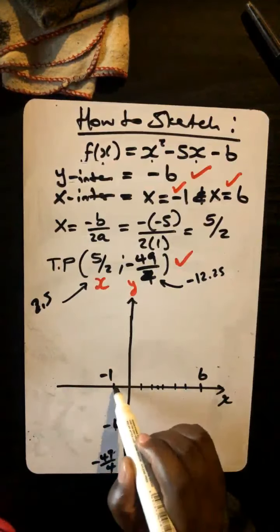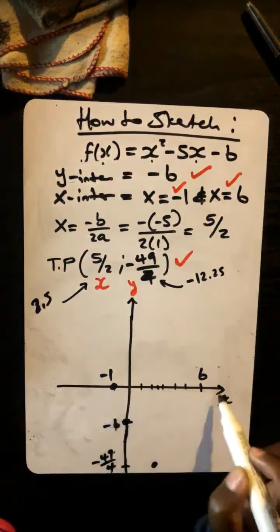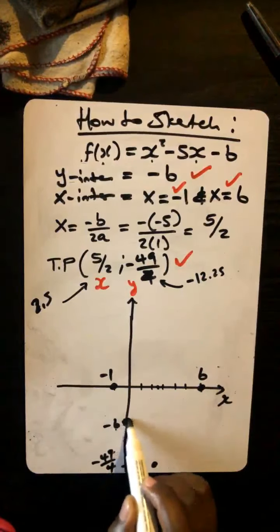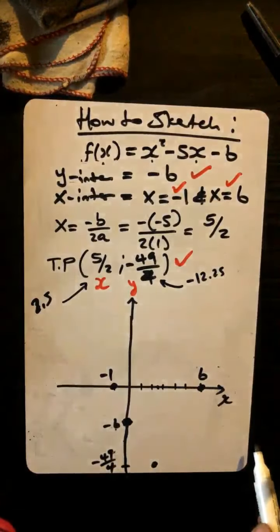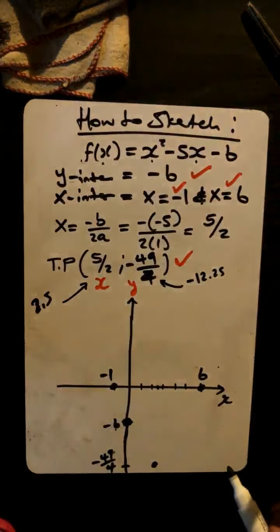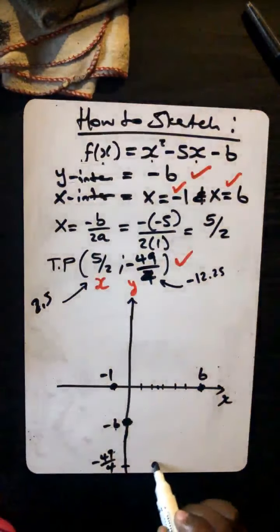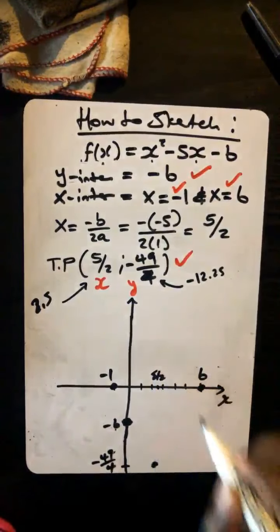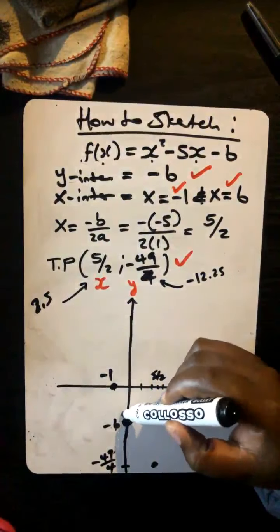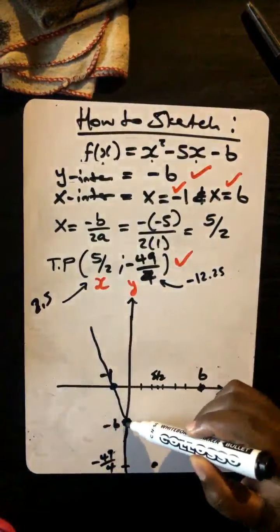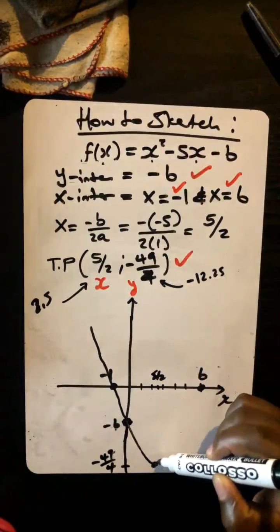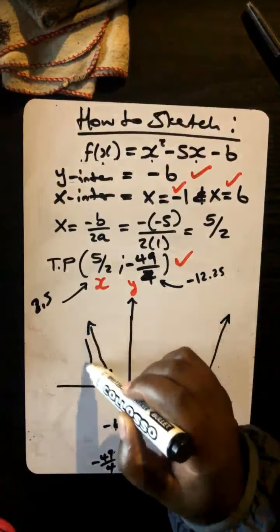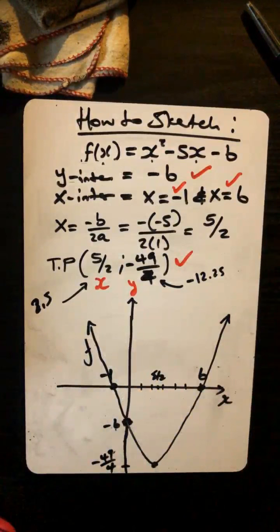So that means we have our x-intercepts as negative 1 and positive 6. We have our y-intercept, which is negative 6. And again, we have our turning point at 5 over 2. Then by freehand, you just join these points. This is the turning point. This is where it turns. So this is the graph of f. So this is how you plot it.